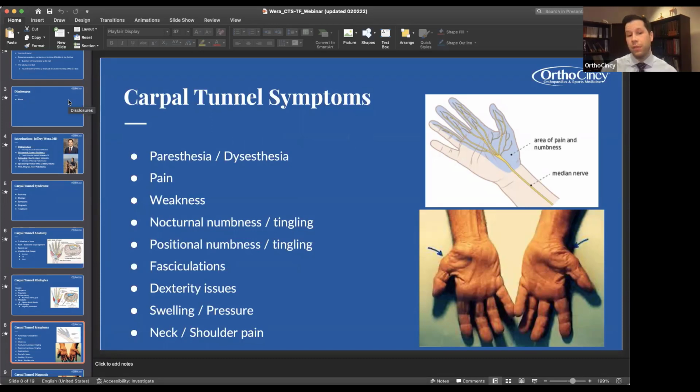And then also you can have some neck and shoulder pain too. And so a lot of times we see patients that have seen a neck surgeon or a shoulder surgeon. And sometimes we send our patients to neck surgeons or shoulder surgeons to try to get a better idea if the symptoms you're having are coming from the neck or from the wrist. And sometimes it can be a combination of both that are causing the symptoms.